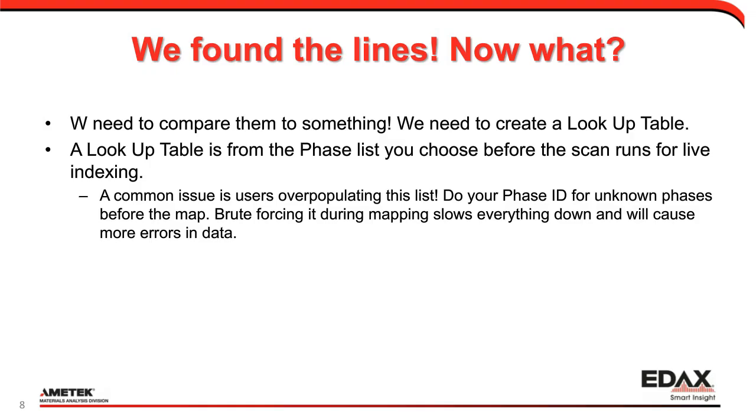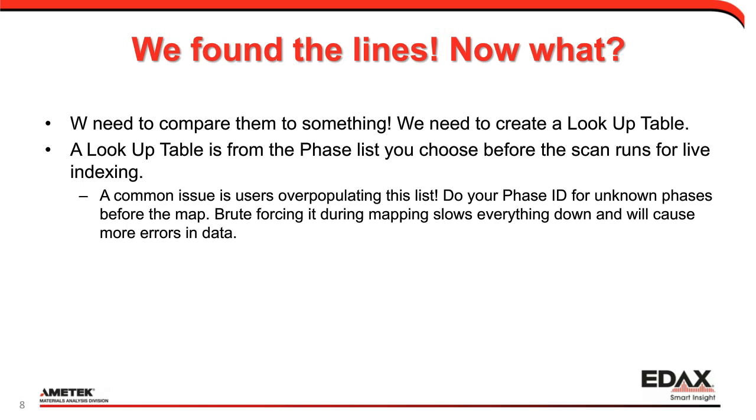Don't overpopulate the list. You want to do your phase ID and figure out what's in your sample before actually running a map. And again, if you just brute force it, all you're really doing is slowing everything down and also causing more errors in your data that you have to clean up later on. So again, don't overpopulate this phase list, and that's going to be one of the most common problems. And I'll actually show you an example of that later on.